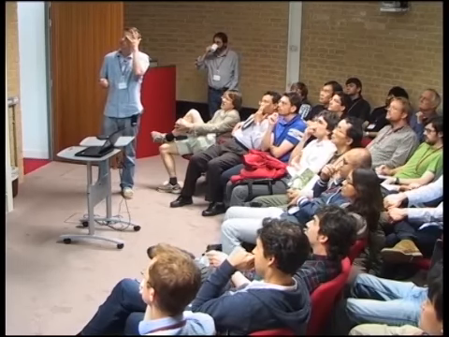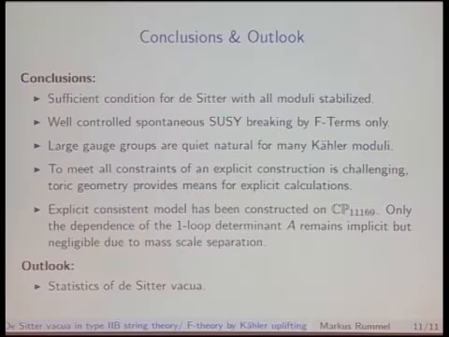Okay, let me come to my conclusion. We have found a sufficient condition to stabilize moduli in a de Sitter vacuum. SUSY is only broken by F-terms, well controlled, and large gauge groups can be realized for many Kahler moduli. If you really want to construct an explicit example, there's a lot more work to do. But we did this for this example and could do everything explicitly except for the dependence of the one-loop determinant on the complex structure moduli.